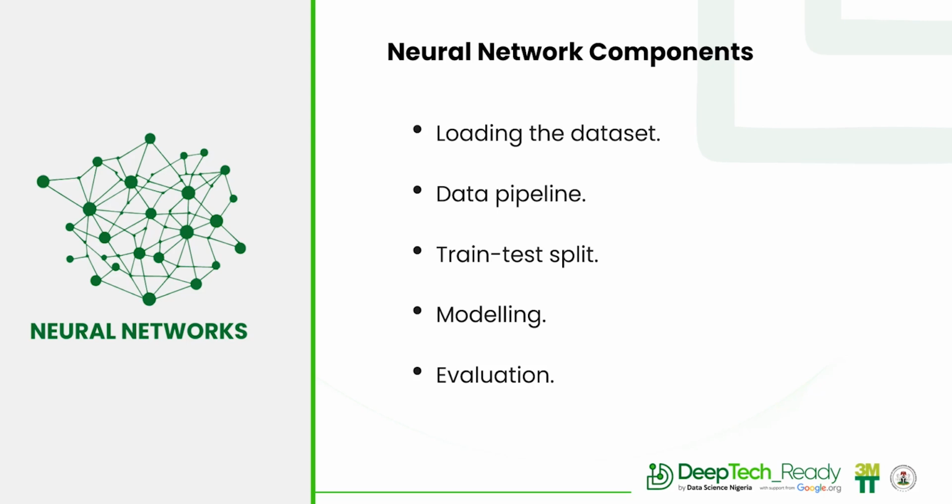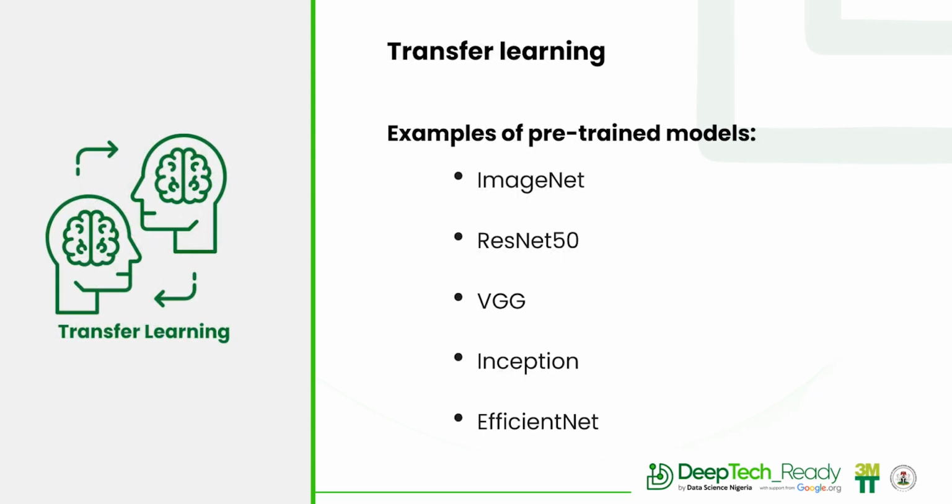Next is transfer learning, which is the bone of contention here. So what we just talked about is the steps with respect to convolutional neural network, the training of the convolutional neural network. So what does that also imply when we're talking about transfer learning? So first and foremost, I want to explain what transfer learning is.